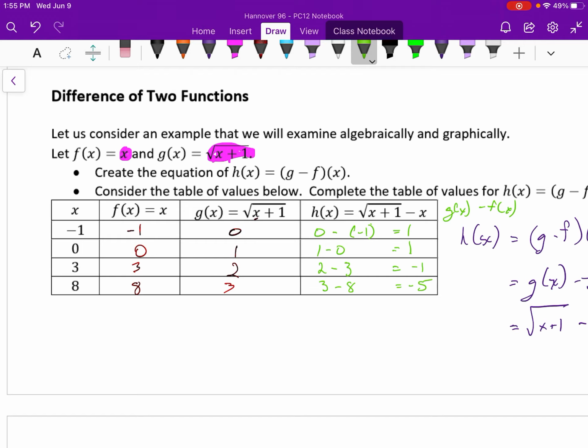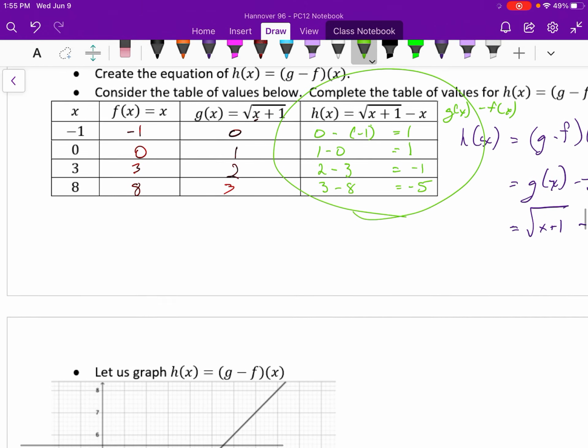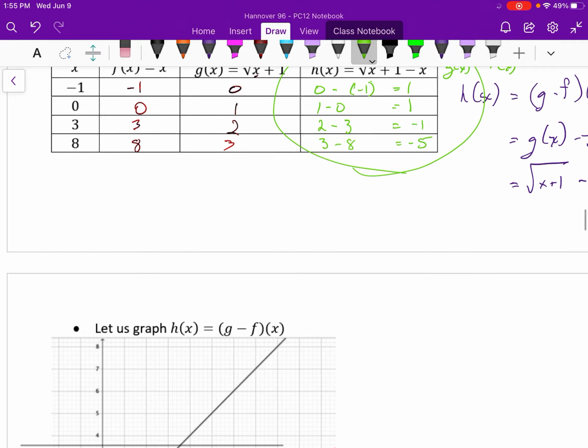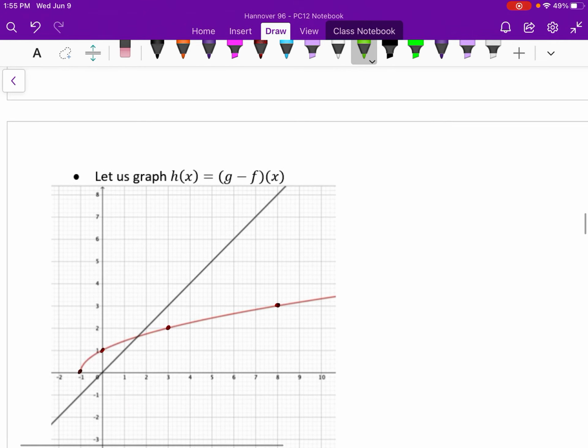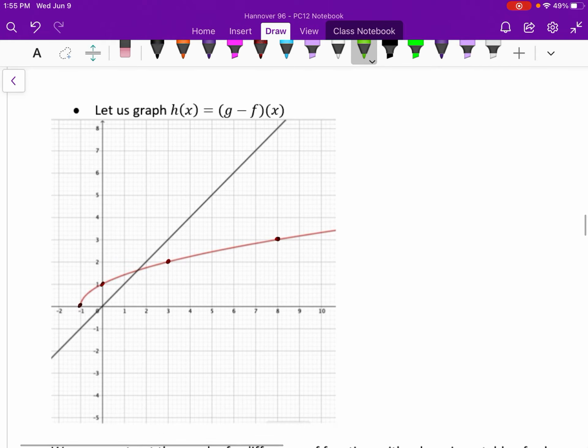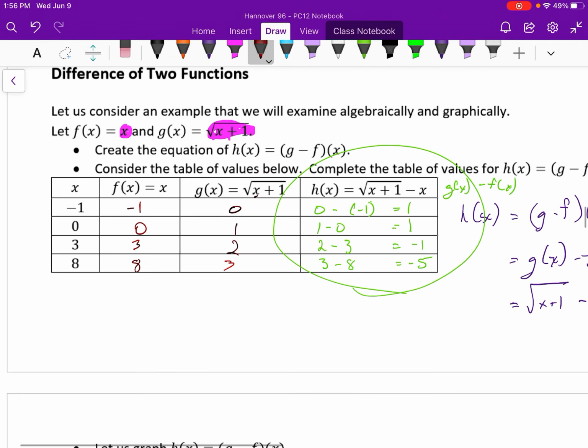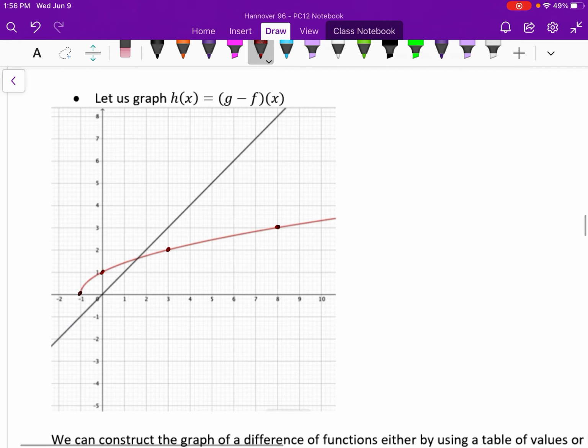I can go to the graph and graph this if I want. I could use this graph or these points, and they should give me a clear indication. So g minus f. Now, I've, again, chosen my integer values. And if I take a look, f was my linear function, and g is my radical function. So the g minus f.